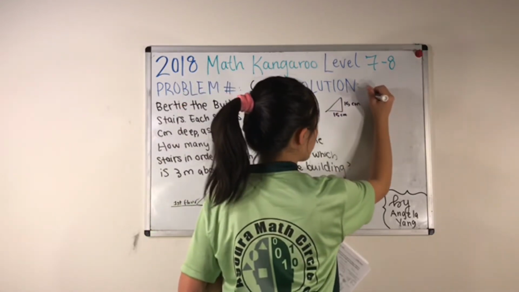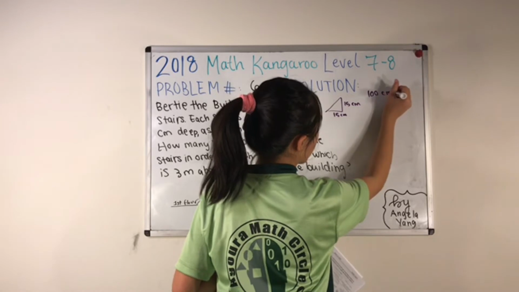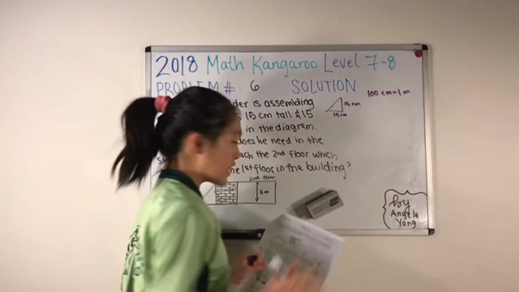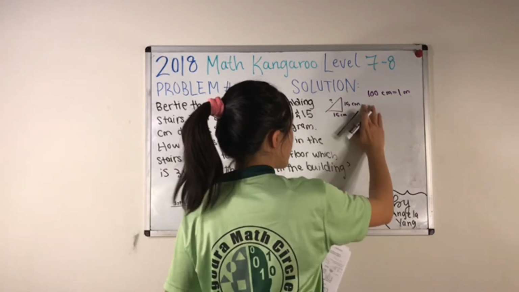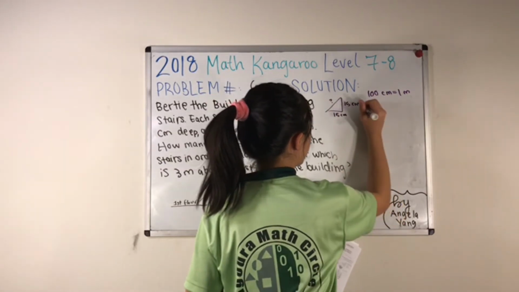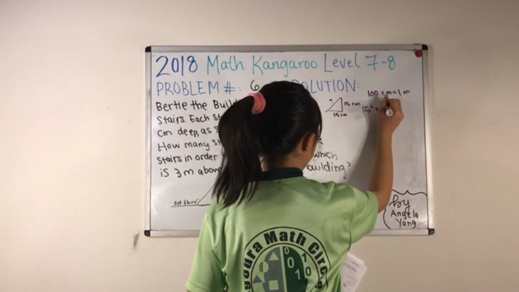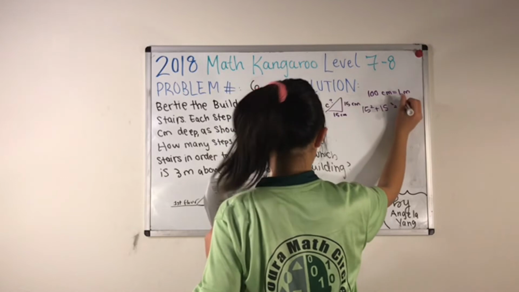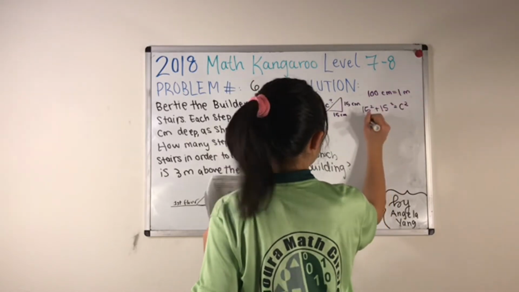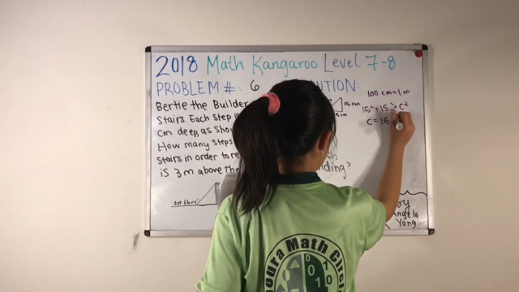There are a total of 100 centimeters per 1 meter. So now that we know this, let's assume that this is the full slope. We need to find what this is, so we could use the Pythagorean theorem. We do 15 squared plus 15 squared equals, let's say this is c squared, and we end up with c equals 15 radical 2.